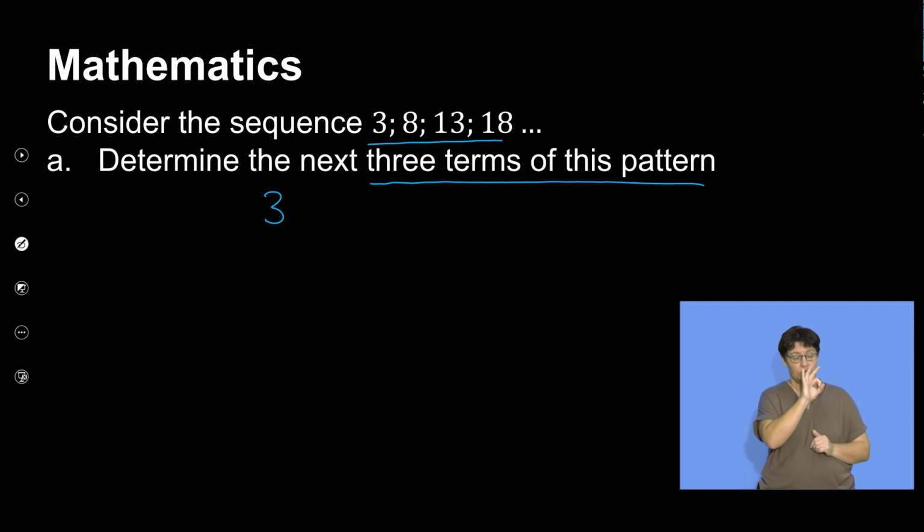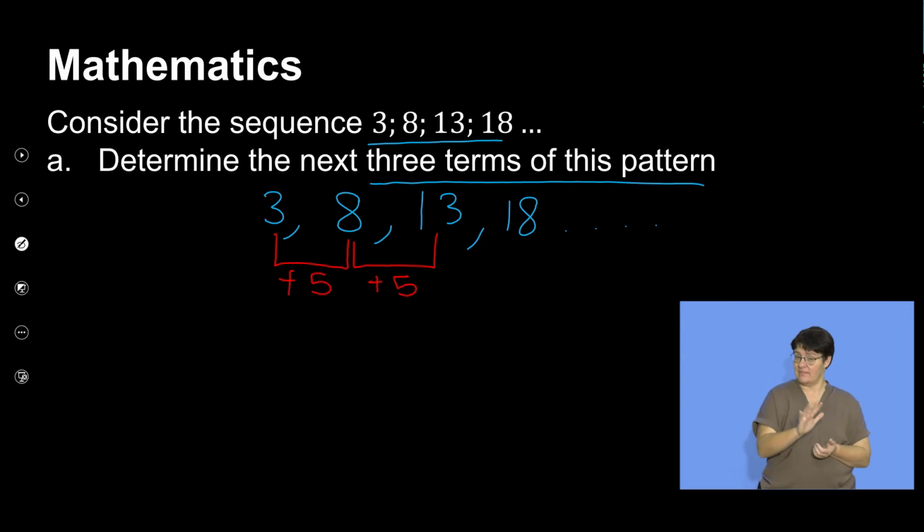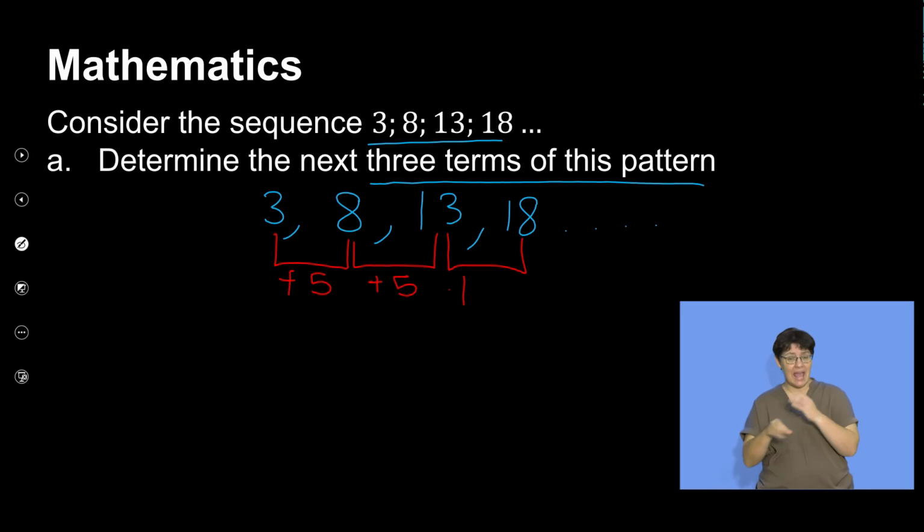So we have 3, 8, 13, and then 18. We are looking to see if there is a common difference. If I look between 3 and 8, I can actually see that I added 5. Between 8 and 13, I also added 5. Between 13 and 18, I added 5.